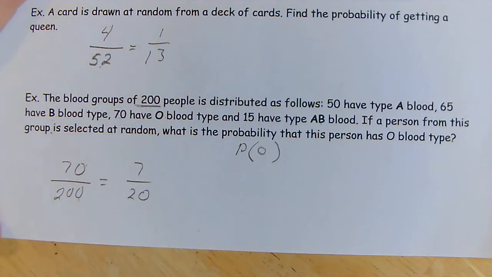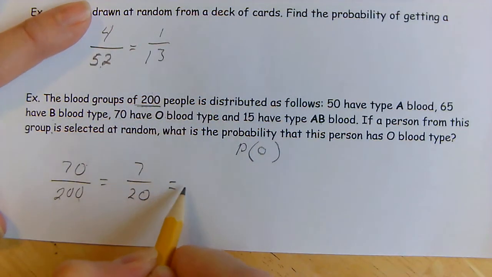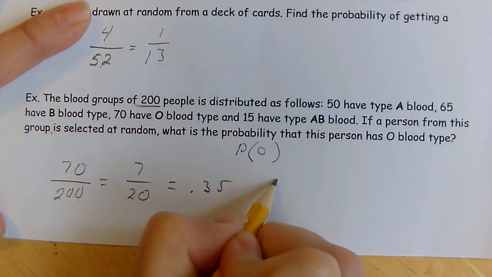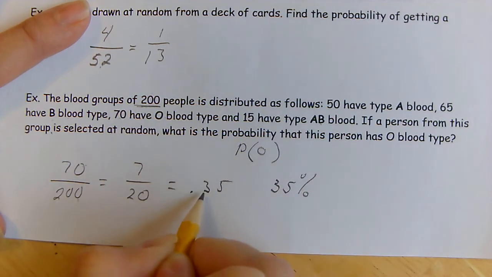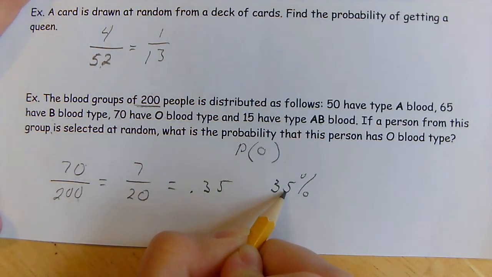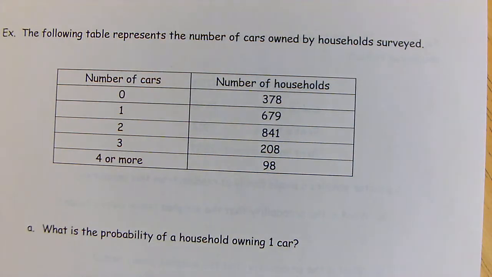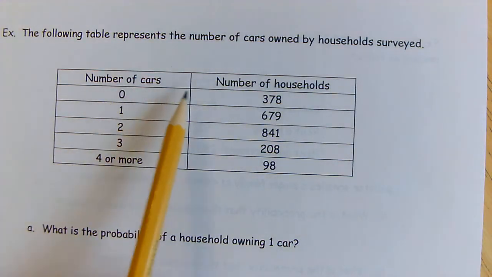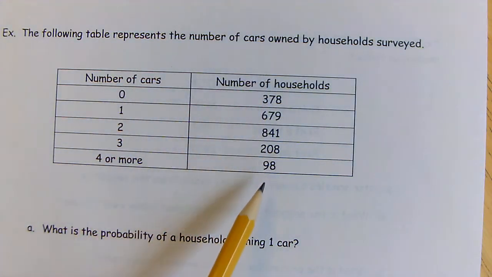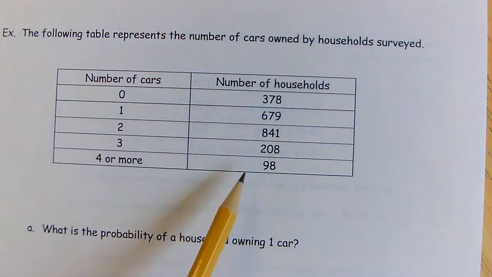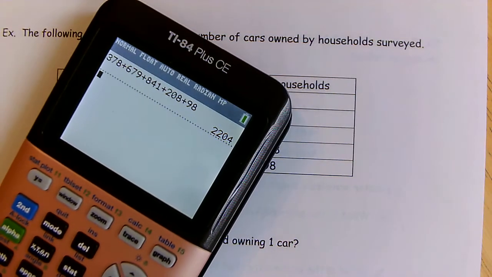If I needed to do a decimal, top divided by bottom, which is 35%. So 35% of that group is type O. Keep going. So the following table represents the number of cars owned by households surveyed. So first I need how many total households were surveyed. So I'm going to add this up. That's my sample space.